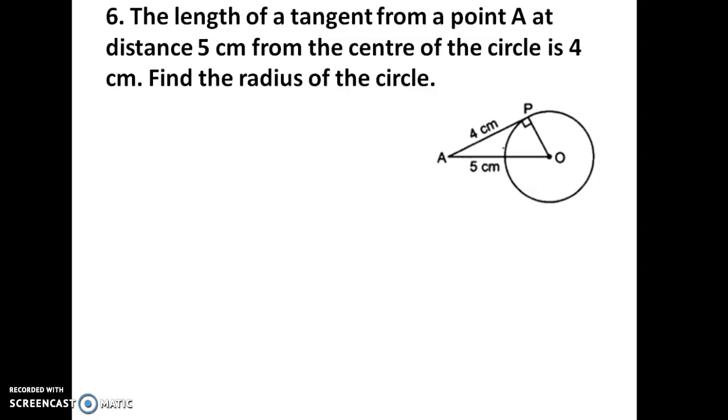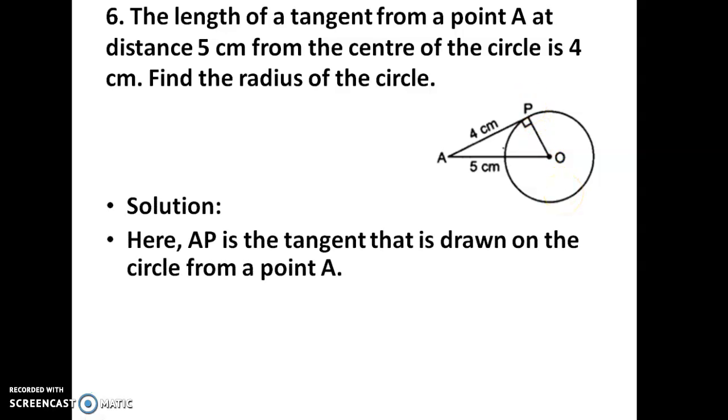Next problem. The length of a tangent from a point A at distance 5 cm from the center of the circle is 4 cm. Find the radius of the circle. This problem is very similar to the first problem which we attempted. So the length of the tangent is 4 cm and from the center to the point it is 5 cm. We have to find out the radius.